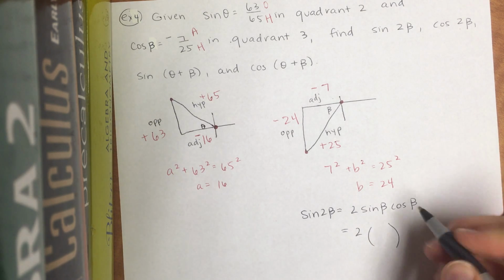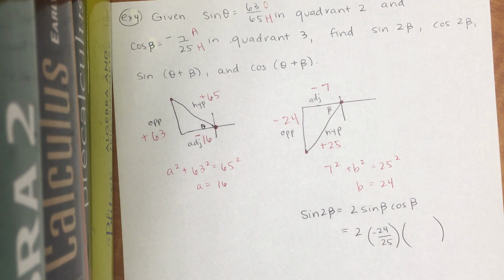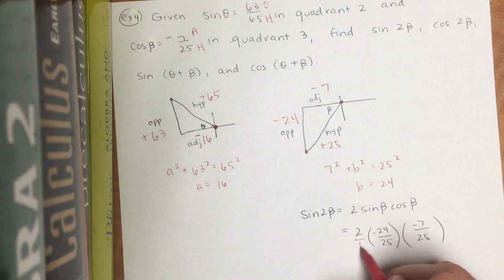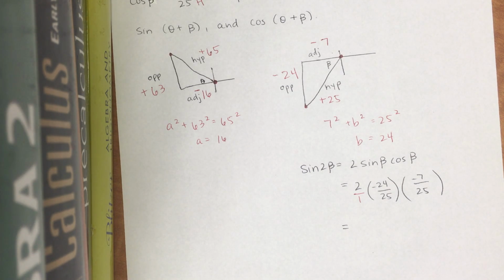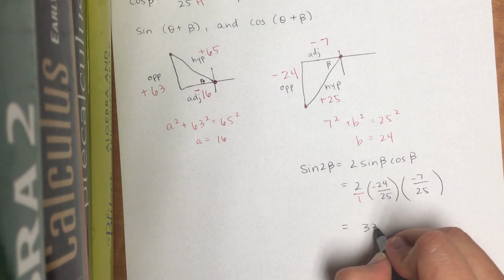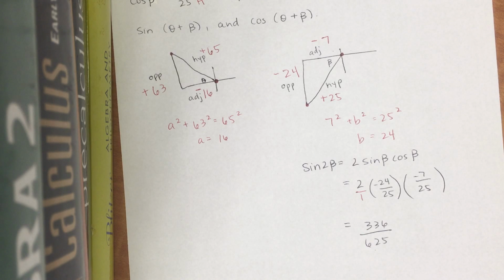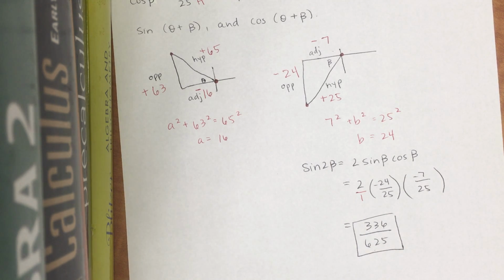Replace sine beta with its SO fraction. Replace cosine beta with its K fraction. If you need to write 2 over 1, you can. And now you will multiply every single thing together across the top to get 336, and multiply everything together on the bottom to get 625. If you could simplify that fraction, simplify it. In this case, it doesn't simplify. It's positive because this double negative cancels each other out, or double negative is positive.